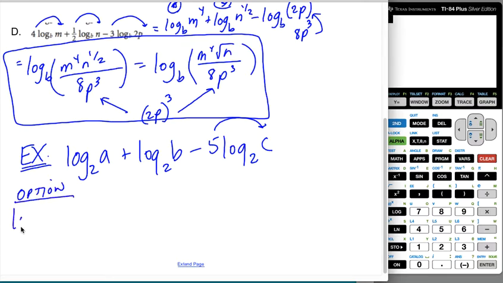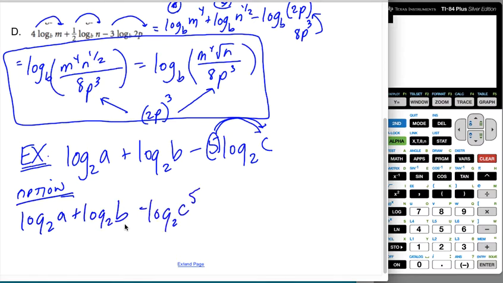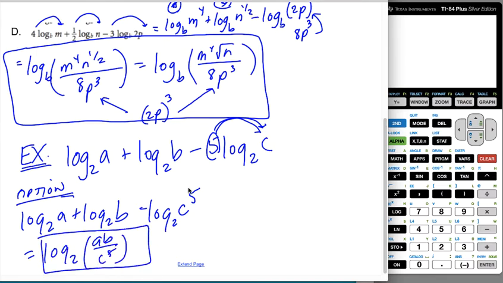So I would end up with the log base 2 of an a and a b on top and a c to the 5th on bottom, because I'd yank the 5 up. And actually I can add a step if that makes it a little bit easier. One option is to say that this is the log base 2 of a plus the log base 2 of b minus the log base 2 of c to the 5th. And then when I put them together, I get log base 2 of a and b on the top and c to the 5th on the bottom. Great.